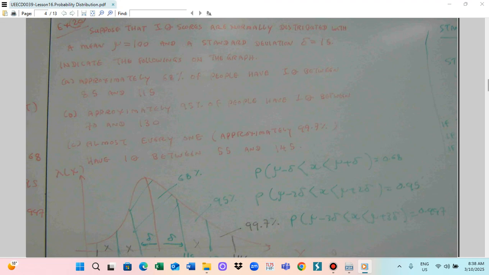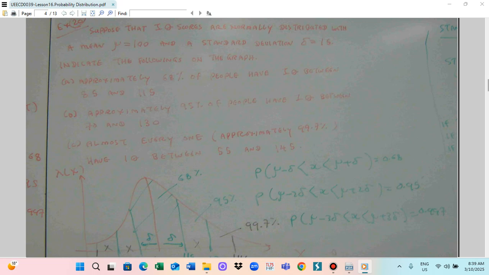So you can represent the 115 here, and this one is 85. So how much difference? The standard deviation is delta. Delta is equal to 15. So this is 1 delta, this is delta, this is delta.